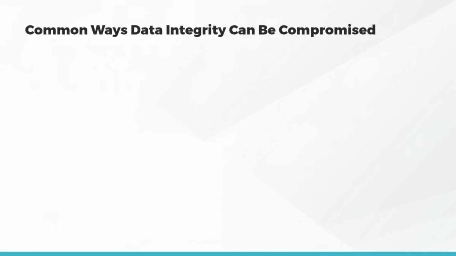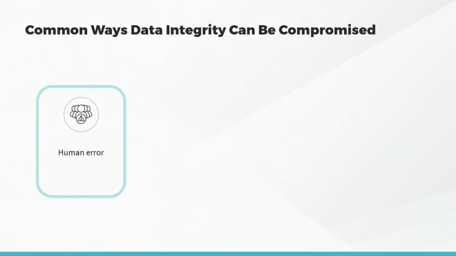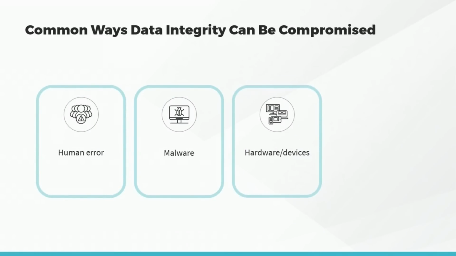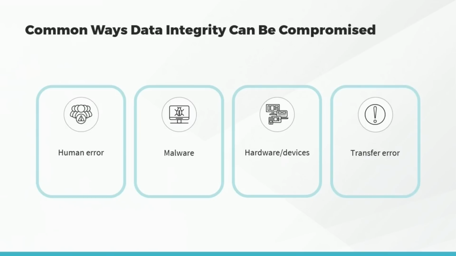Common ways by which data integrity can be compromised include simple human error or other unintentional mistakes, malware, of course, hardware and/or device failure, and transfer errors, including network transfers or just from one device to another, such as when copying data to a flash drive or any other type of external storage device.